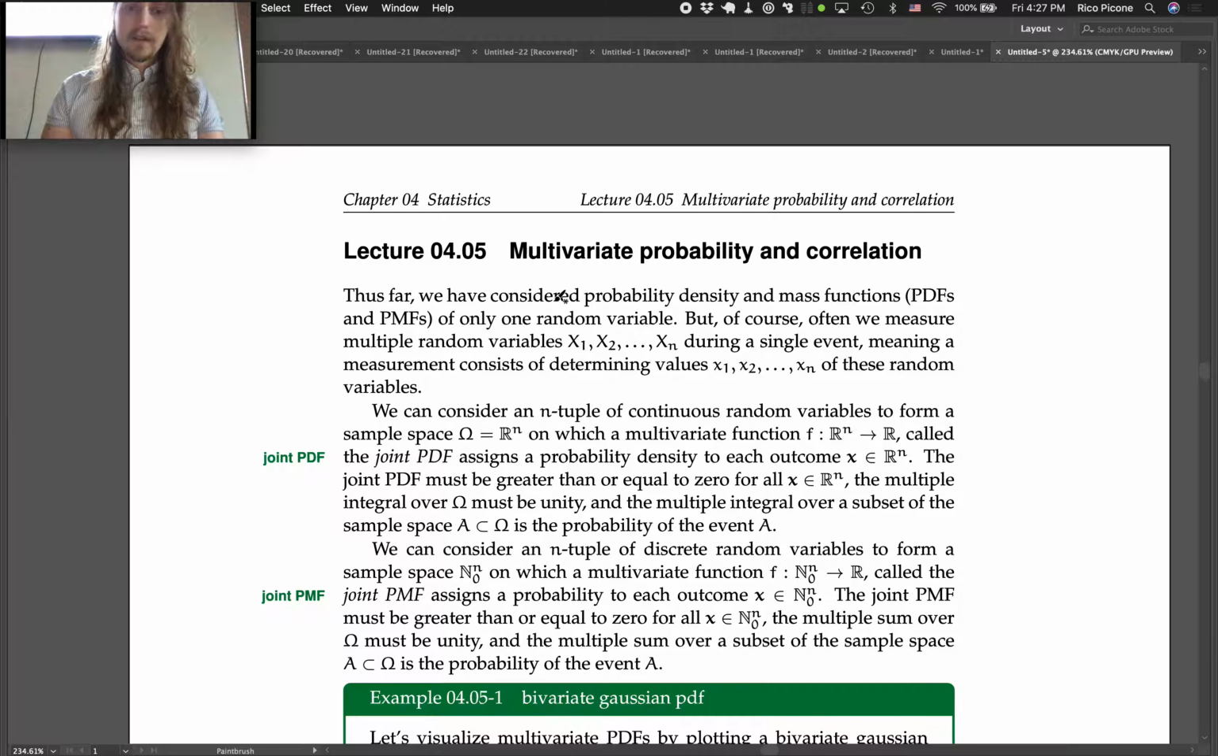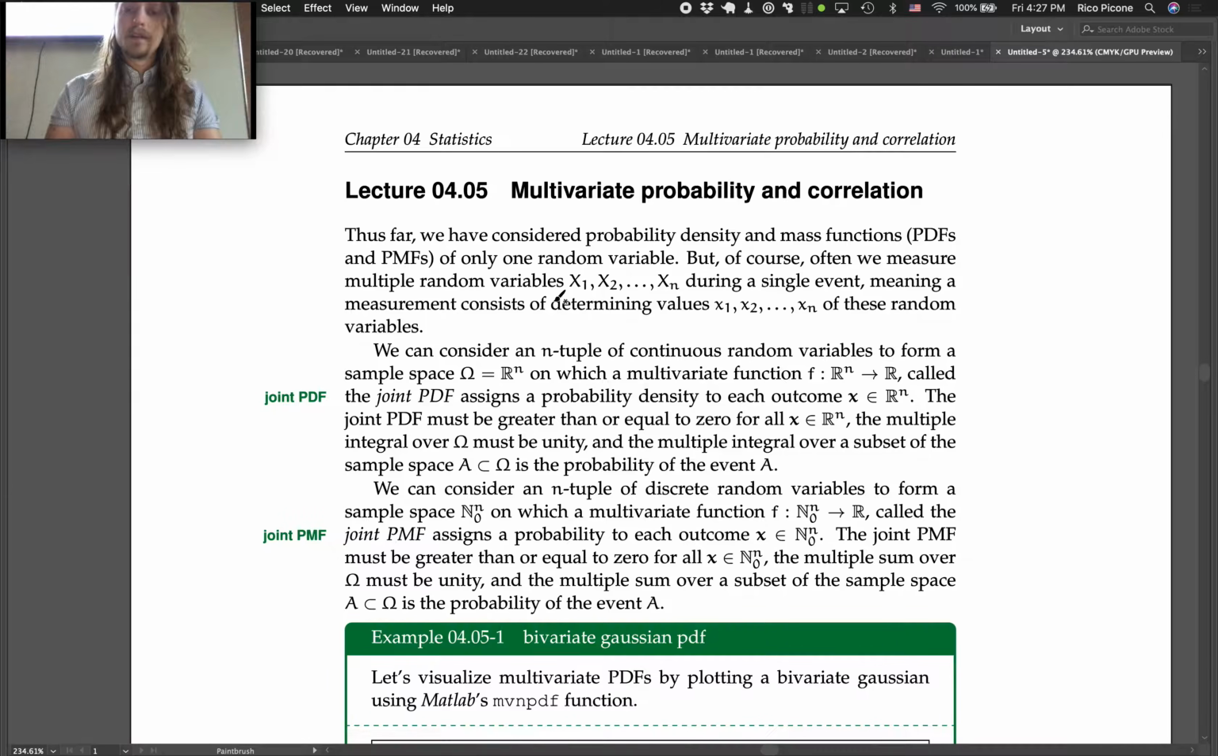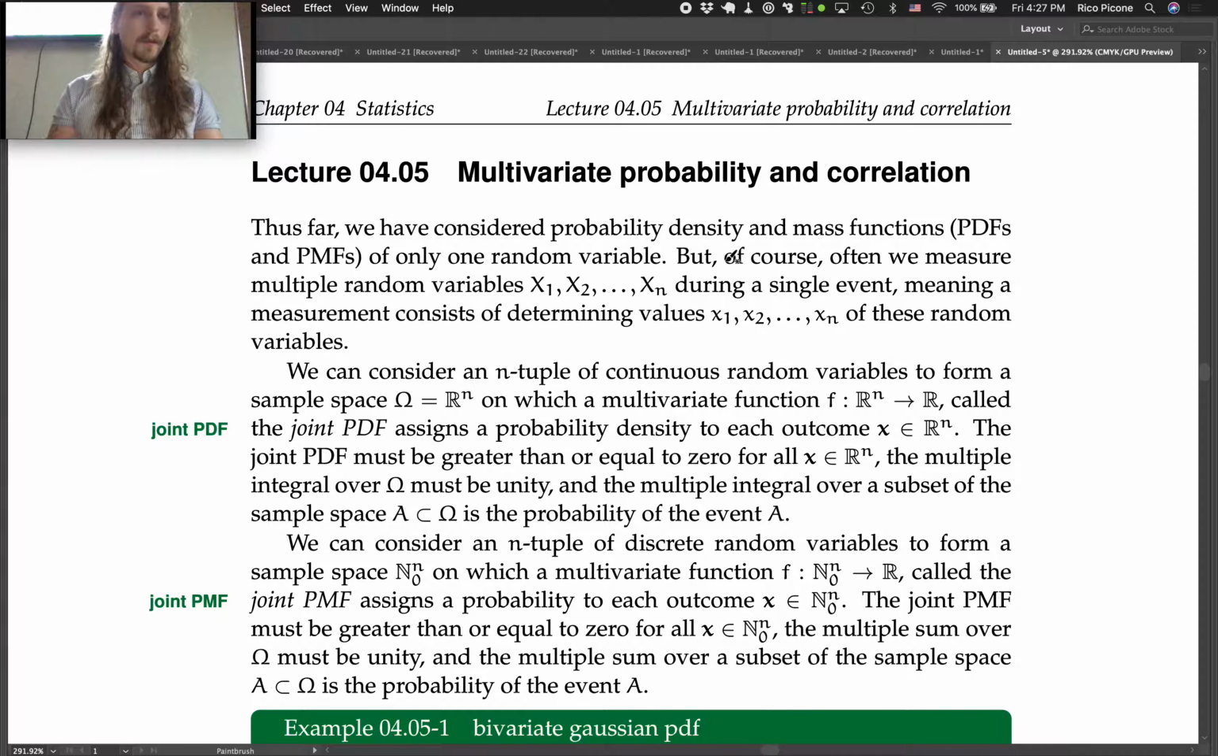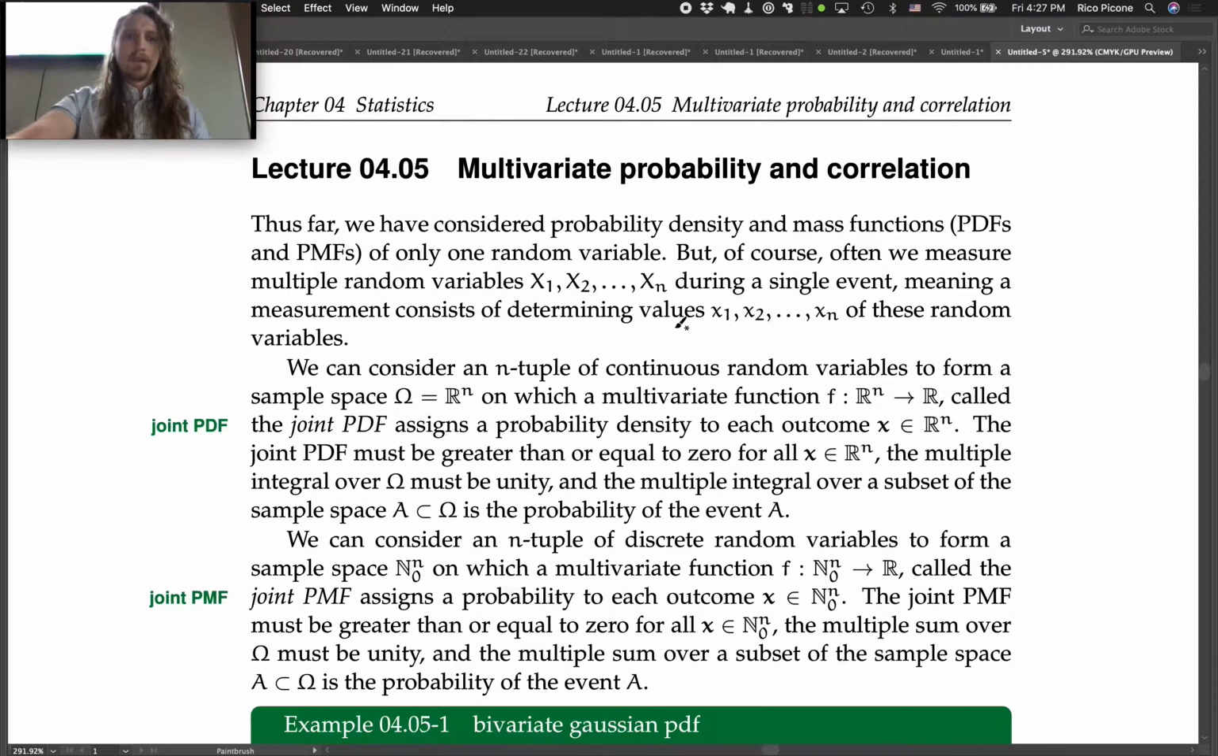So, Lecture 4.5, Multivariate Probability and Correlation. Thus far, we have considered probability density and mass functions of only one random variable. But, of course, often we measure multiple random variables, x1, x2, through xn, during a single event, meaning a measurement consists of determining values x1, x2, through xn of these random variables.